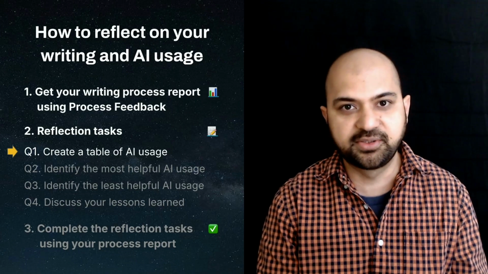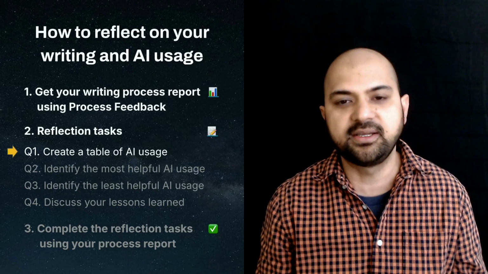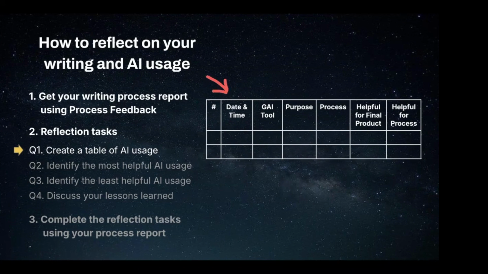The goal in this task is to create a table of all the instances of your generative AI uses. In your table, include every instance where you used AI. For each occurrence, note the following. First, record the date and time you used AI. Next, specify which AI tool you used. Was it ChatGPT, Gemini, or another tool? In the third column, describe the purpose of using AI. Why did you turn to it? Were you brainstorming, rewording a sentence, or generating an entire section? Clearly explain the reason for your AI uses.